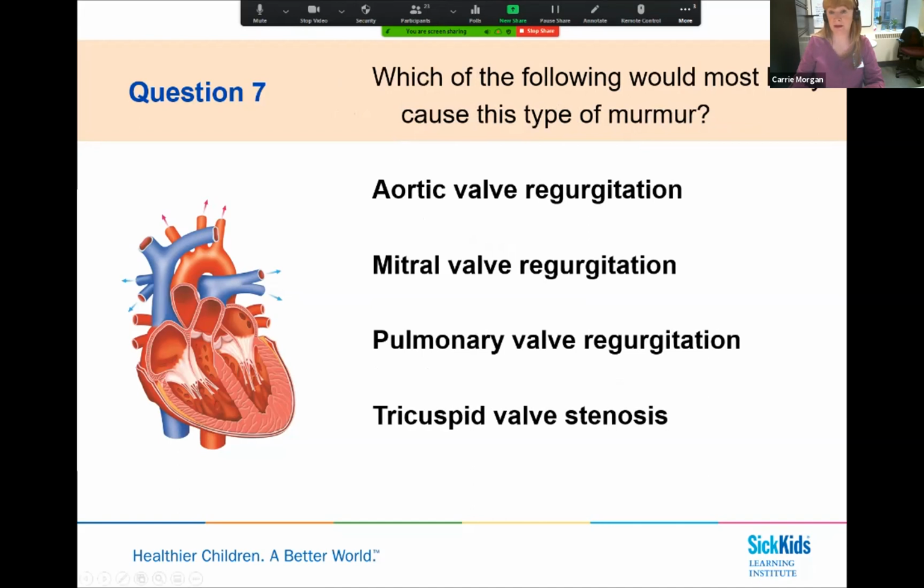Okay. So our next question dovetails on the last question. Which of the following would most likely cause this type of murmur? So the one you just heard, which of the following would most likely cause this type of murmur? Would it be aortic valve regurgitation, mitral valve regurgitation, pulmonary valve regurgitation, or tricuspid valve stenosis?